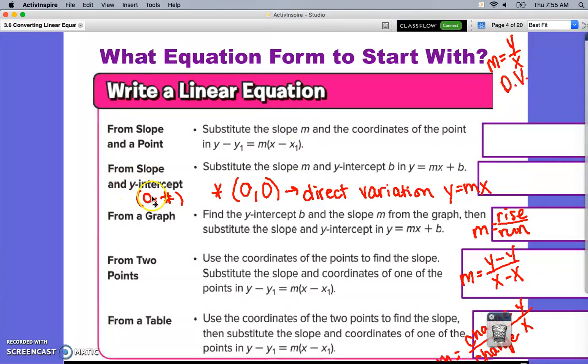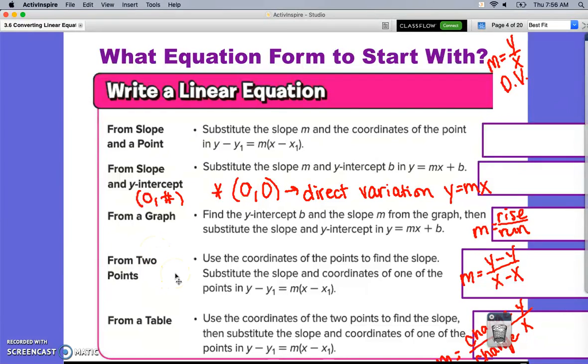From slope and the y-intercept, I would substitute the slope, m, and y-intercept, b, into our slope-intercept form. If you have direct variation, that would be if I have the point (0, 0) and the slope, then you can just put it in y equals mx. If you're looking at a graph, you could find the y-intercept, b, and the slope, m, from the graph, and then substitute the slope and the y-intercept into y equals mx plus b. Remember that m, or the slope, is your rise over your run.